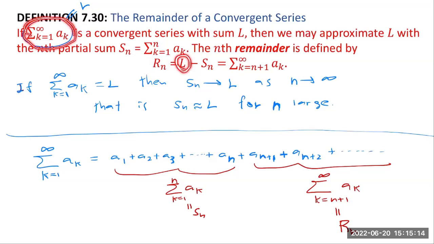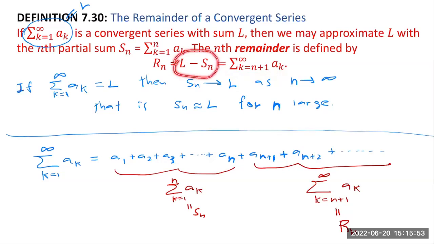k goes from 1 to infinity of ak, and Sn is the summation only up to n. So what would you get if you take this difference? It should be the summation k goes from n plus 1 to infinity of ak, right? Because here you have the full series, k goes from 1 to infinity, but Sn is the summation k goes from 1 to n of ak. If you take off that part, you get the tail part of the series, right? The tail part is k goes from n plus 1 to infinity of ak.